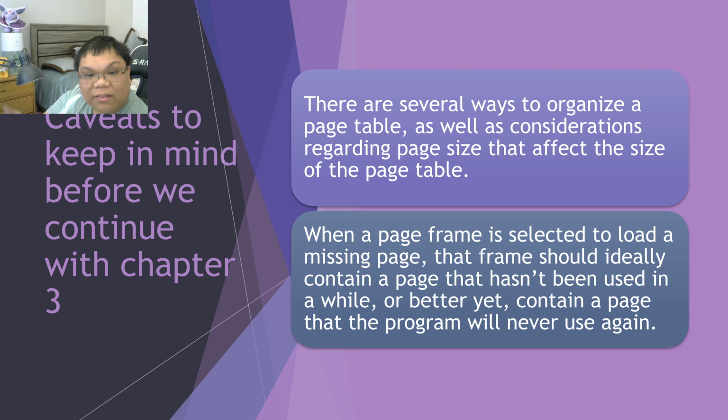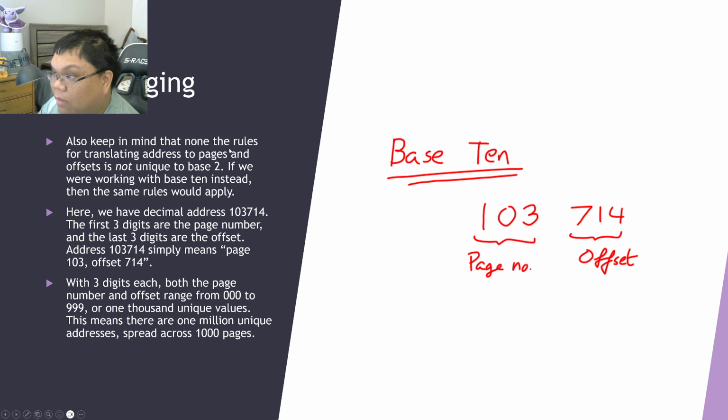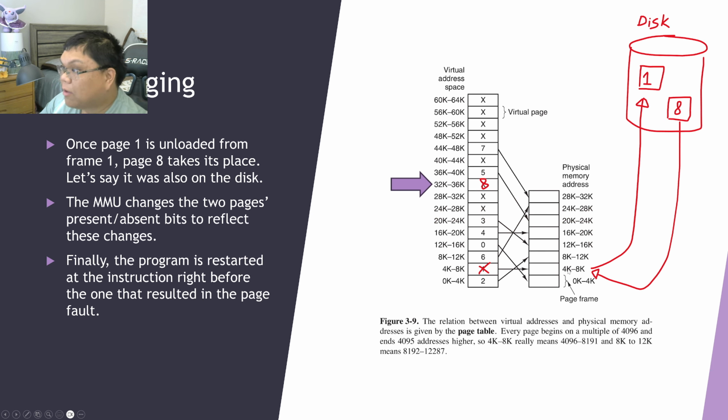The size of the page table depends on how big we make the pages. Also, when we had the program here, take out page 1 and load in page 8. We need an algorithm that the operating system can use to decide, okay, which page do I move out of the way to make room for this other page?